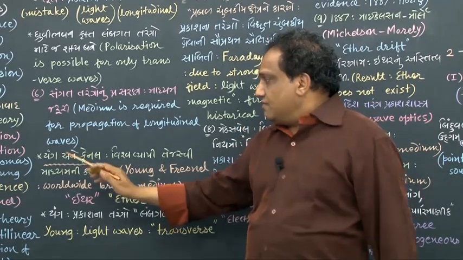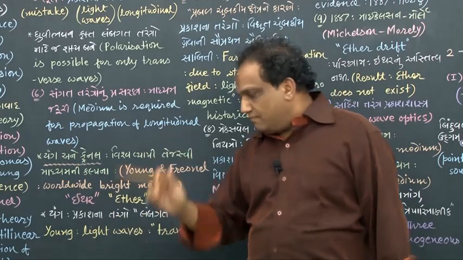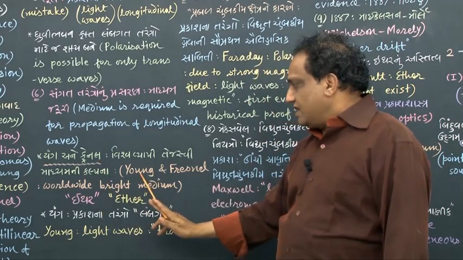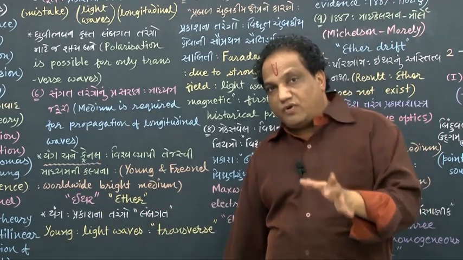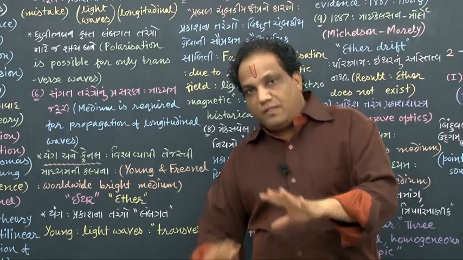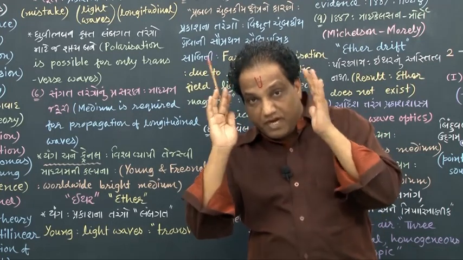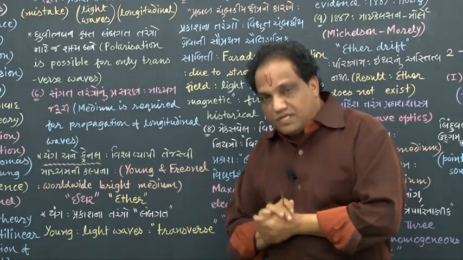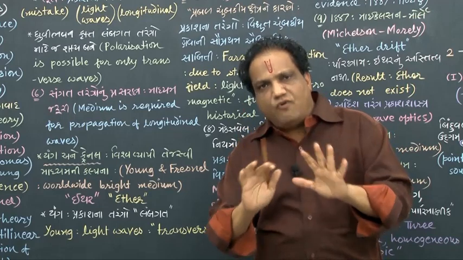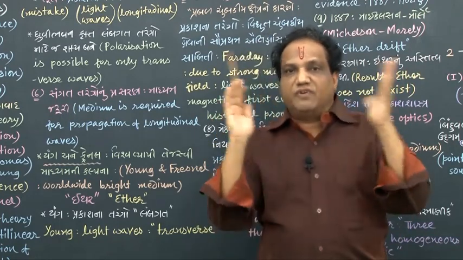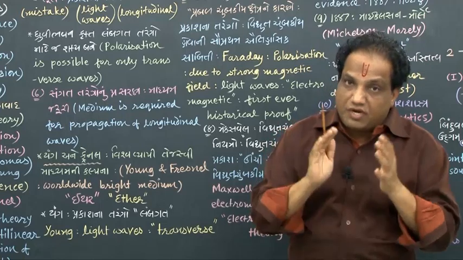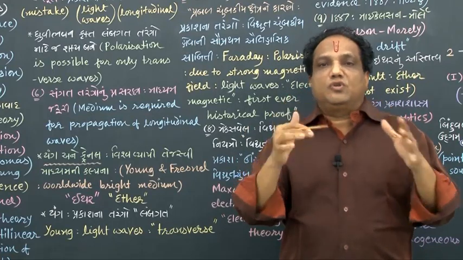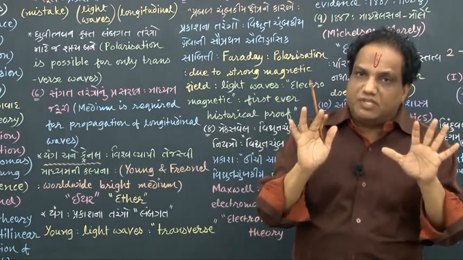Mr. Young and Mr. Fresnel, they also had supported Huygens wave theory. They altogether had imagined one medium called ether. The name of that medium was ether, and they had imagined this medium everywhere. So universally they had imagined some medium called ether in which these light waves can propagate as longitudinal waves. That was their imagination only.